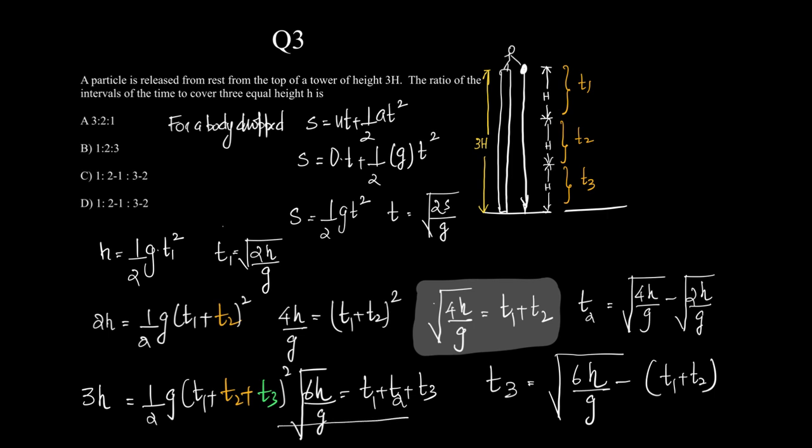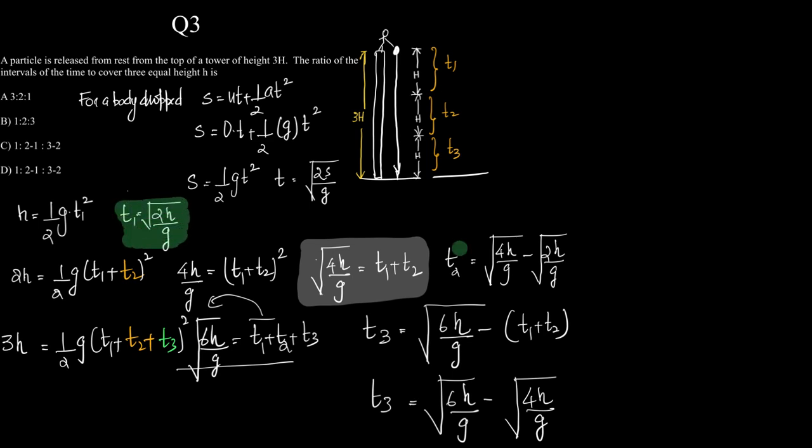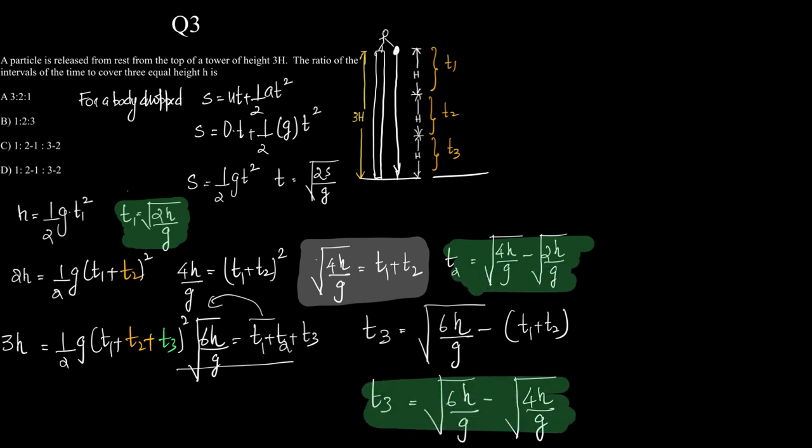From this equation, we just transpose t1 plus t2 to the LHS. Further, t3 is equal to root of 6h by g minus, what is t1 plus t2? t1 plus t2 here from this equation is root of 4h by g. So this is equal to root of 4h by g. So now we have three values of time, which is t1 equal to root 2h by g, t2 equal to root 4h by g minus root 2h by g, and t3 equal to root 6h by g minus root 4h by g.